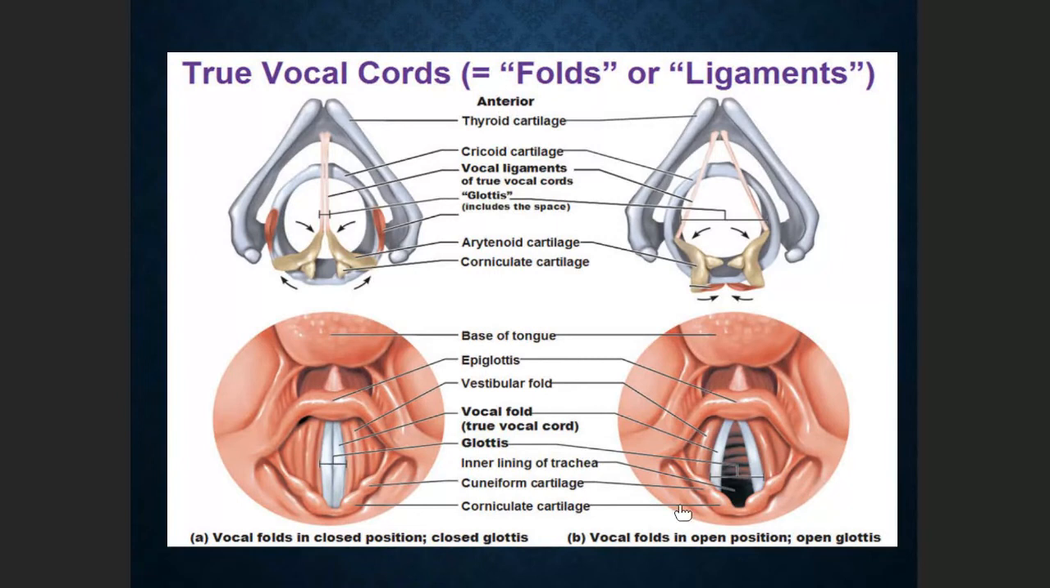Is it clear, the true and false vocal cord? When we mention vocal fold or vocal cord, we mean the true vocal cord. If we mention the false vocal cord, the other name is vestibular fold, because of the vestibule. This is the false, this is the true vocal cord. The structure looks the same, but the color and even the location are not the same.